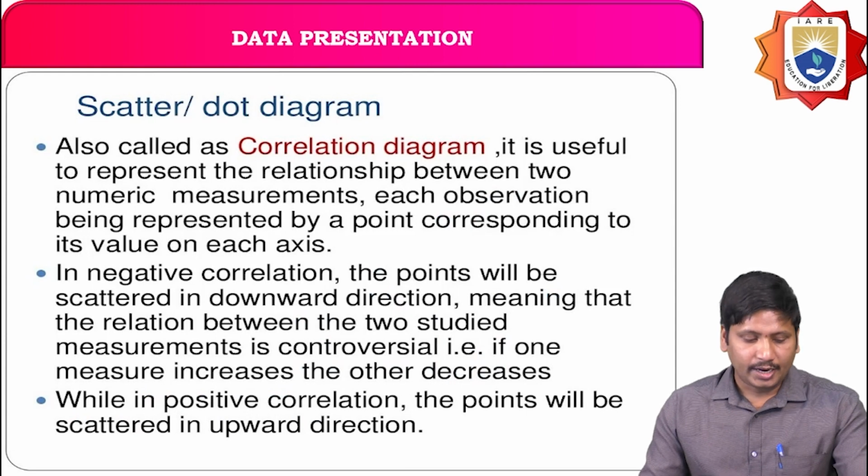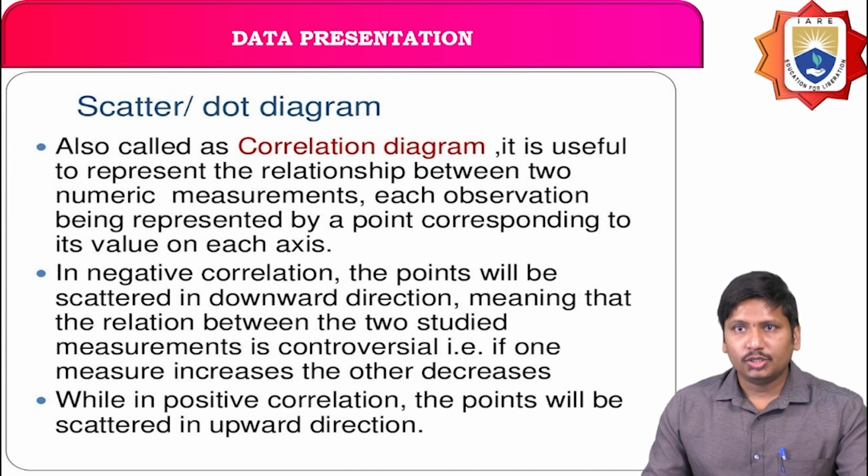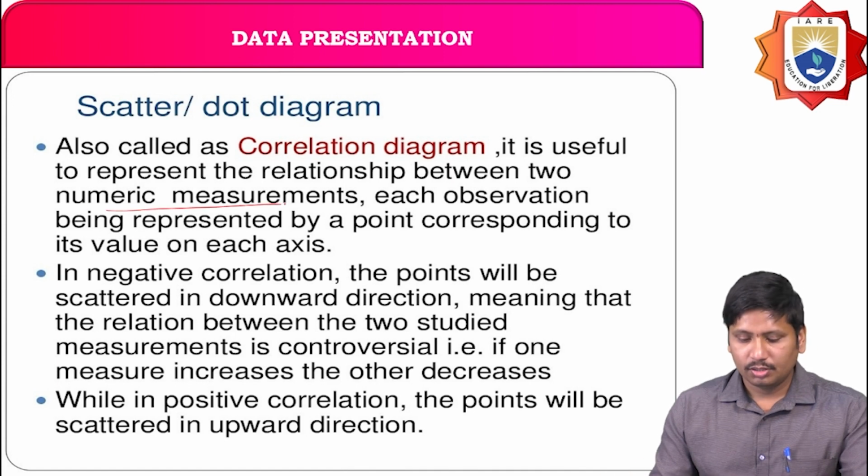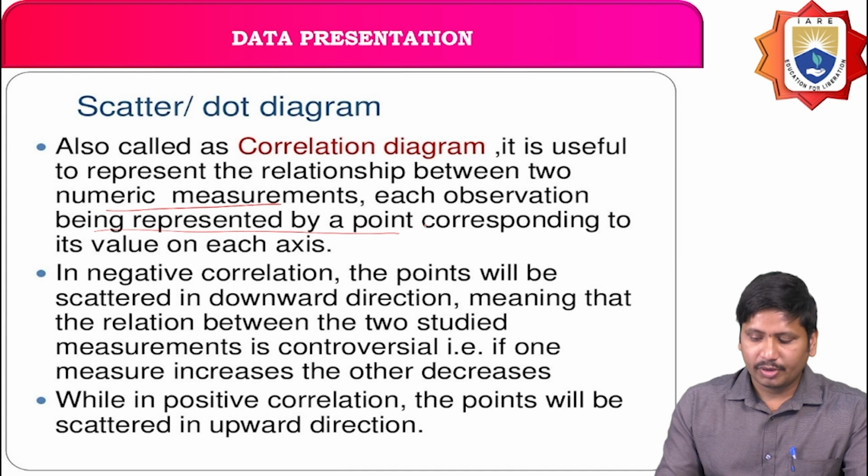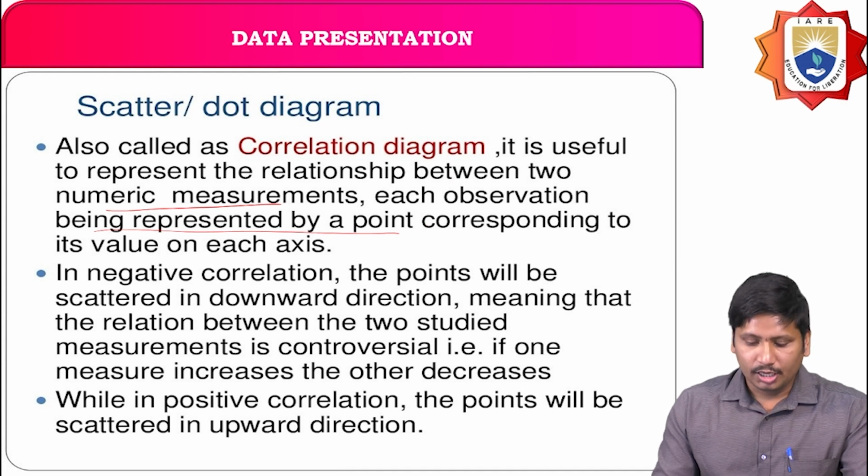And the next one is the scatter diagram or dot diagram. It can also be called a correlation diagram. The correlation diagram is very useful to represent the relation between two numeric measurements, with each observation being represented by a point corresponding to its value on each axis. So the scatter diagram or dot diagram can also be called a correlation diagram.